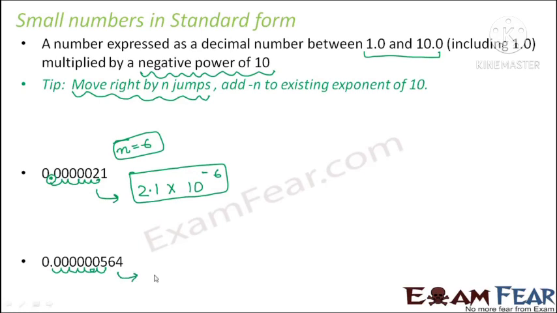So we will make it 5.64, and how many jumps have you taken? 1, 2, 3, 4, 5, 6, 7. So this would be minus 7. So 5.64 into 10 to the power minus 7. So see, with this you must be able to understand how we represent very small numbers in standard form, and how the negative exponents help us in representing very small numbers.